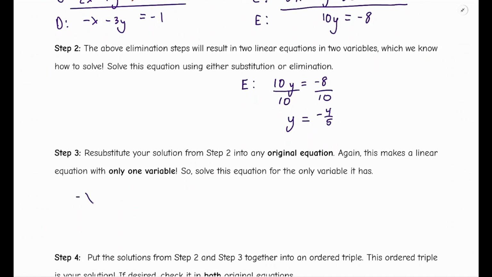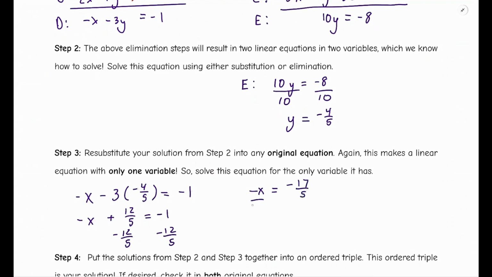So then we get negative x minus 3 times negative 4/5 equals negative 1. That's negative x plus 12/5 equals negative 1. Minus 12/5, minus 12/5. We get negative x equals negative 17/5. And divide by negative 1, divide by negative 1. And we get x equals 17/5.